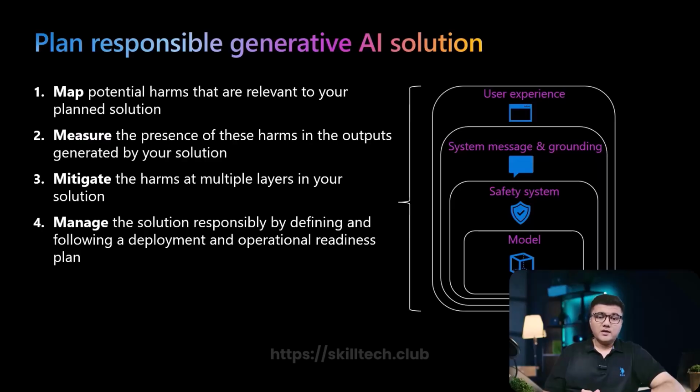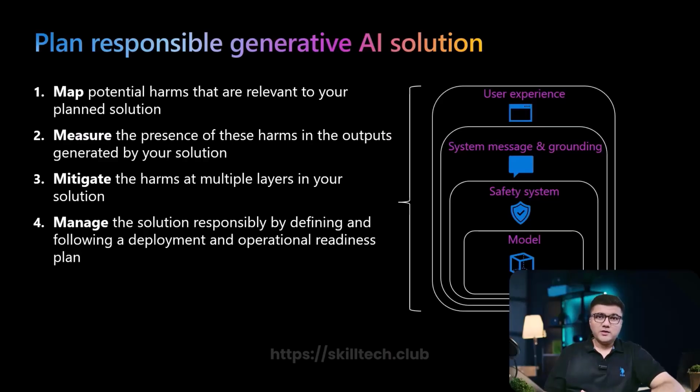Now you can see that at the center of the system, we have the model. Outside that, we have the safety system. Outside of that, we have system messages and grounding, which we can use for customizing our agent, and above that we have the user experience. Normally when you are focusing on generative AI, we all know that generative AI can generate text, images, video, programming code, and various other types of content.